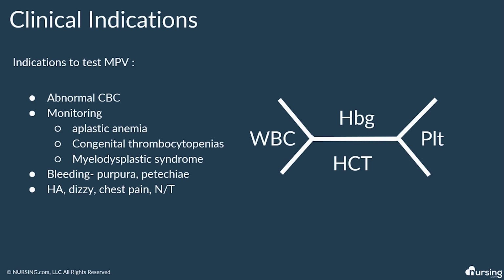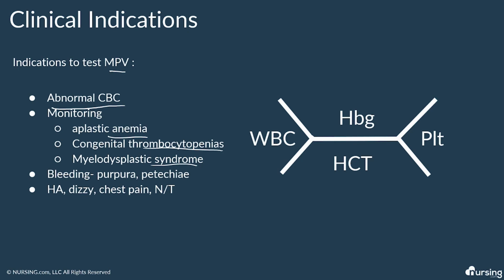Some clinical indications or some reasons why we would test mean platelet volume are if our CBC returns abnormal. We want to monitor aplastic anemia with our MPV to know if our treatment is effective or not. Congenital thrombocytopenias, as mentioned, are a reason to monitor, and then myelodysplastic syndromes are also a reason to monitor our MPV.